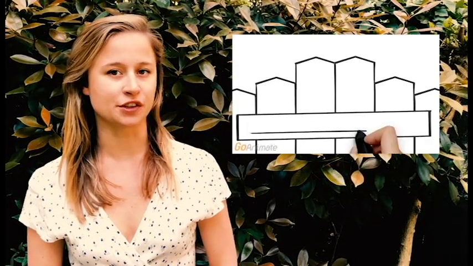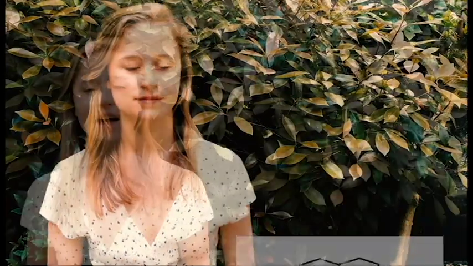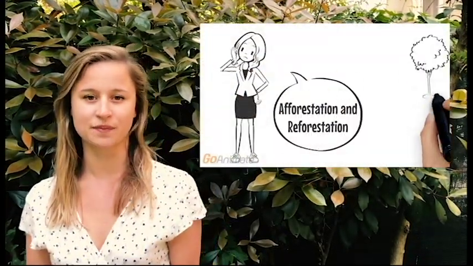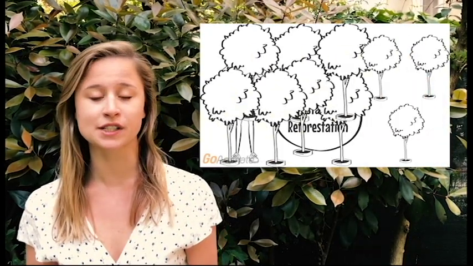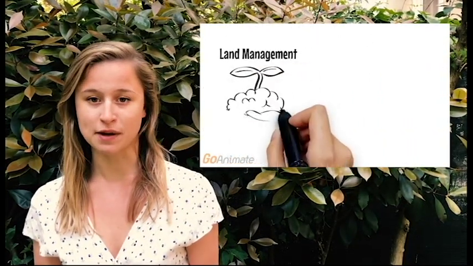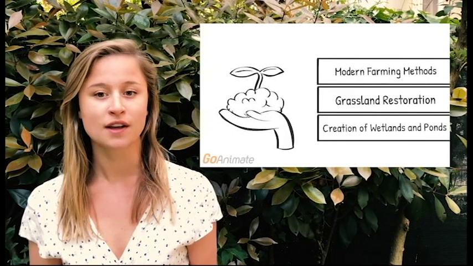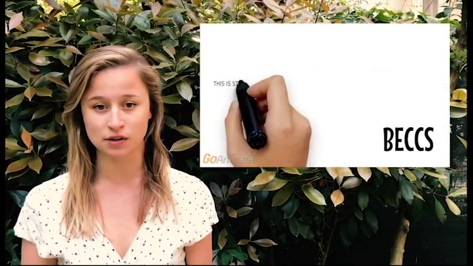Because of the negative environmental impacts of climate change, people have worked on solutions, leading to negative emission technology, known as NETs. Now that we know the definition of NETs, let's dive into the main categories of this technology. There's afforestation/reforestation, which is planting new trees on previously unused land or replanting trees where deforestation has occurred. There's land management, which is a process that uses different techniques to better sequester CO2 in the soil. These include modern farming methods, grassland restoration, and creation of wetlands and ponds.